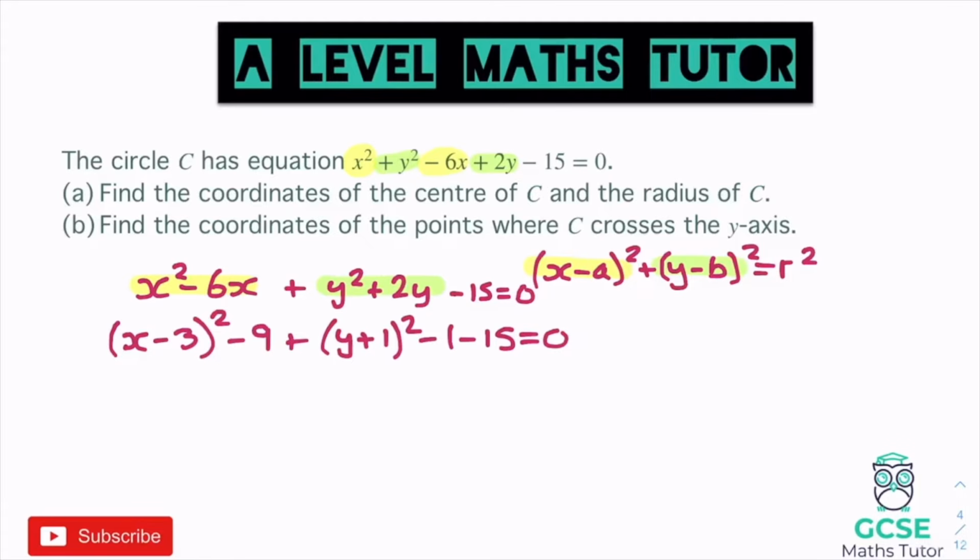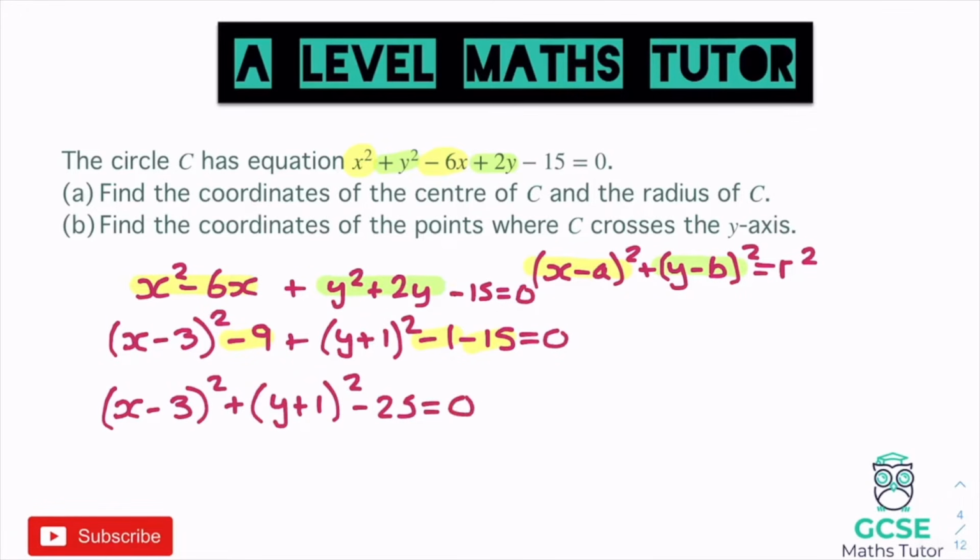Now if we have a look at just the numbers that we've got there, we've got a minus 9, a minus 1 and a minus 15. If I group those all together, and I'll probably skip a few steps on the next question, I'll put all the numbers at the end. We've got x minus 3 in brackets squared plus y plus 1 in brackets squared. And then all of those numbers: minus 9, minus 1, that's minus 10, minus another 15 is minus 25. There we go, and that all equals 0.